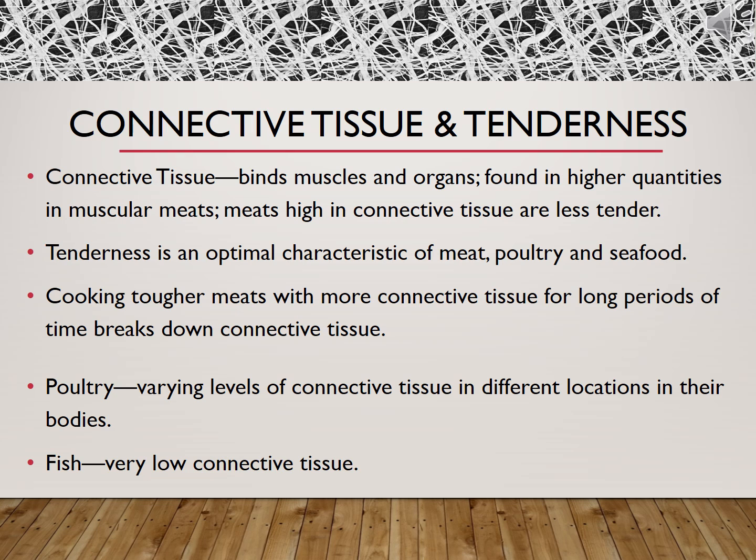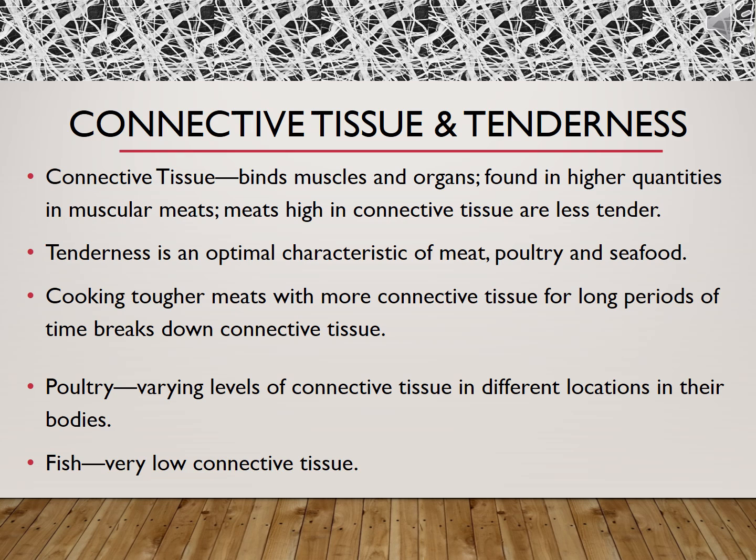So what we are going to do generally in terms of cooking is to cook these tough meats, the ones with greater connective tissue, for longer periods of time and generally at lower temperatures, because exposing connective tissue to low temperatures for long periods of time is very effective at breaking down that connective tissue, which is going to make that meat much more tender.